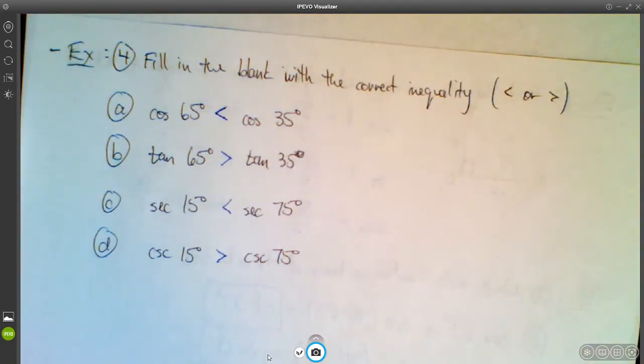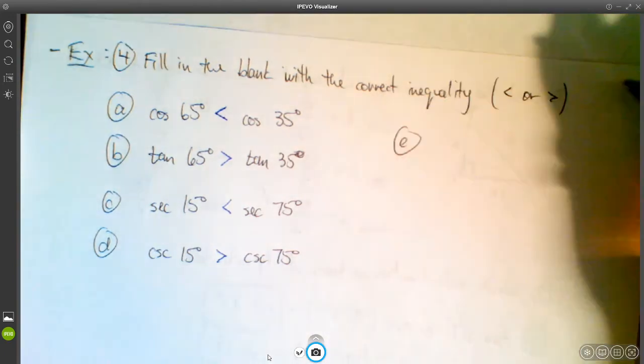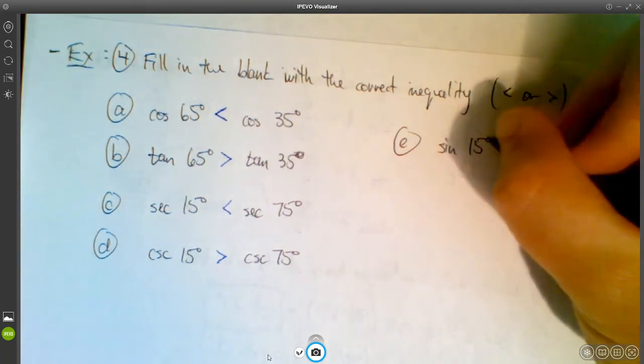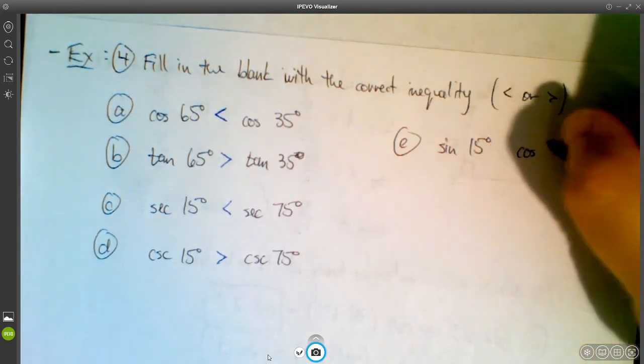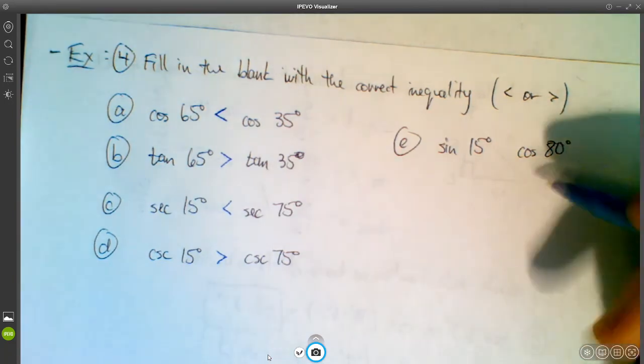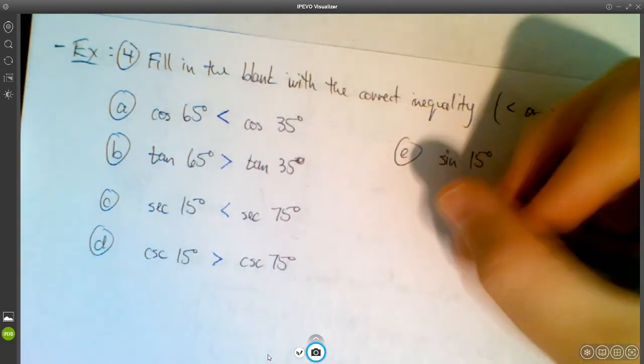Let me give you another example of this though. So we can mix and match because we have the cofunction identities, right? So we could compare something like sine of 15 degrees to cosine of 80 degrees. And the way that we would do that is first we would rewrite one of these in terms of its cofunction. It doesn't matter which one. I think I'm going to change cosine and rewrite it in terms of sine.